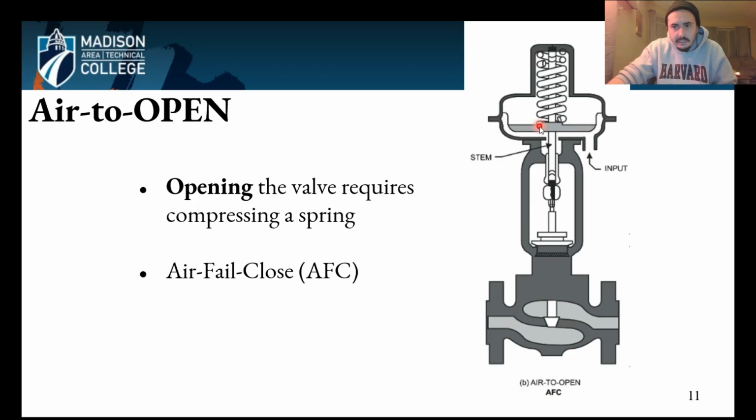this little platform up against this spring. I push the spring up. That takes the plunger out of the orifice, and then fluid is allowed to travel through the valve, and I open it. However, if the control system fails, I have no compressed air, this valve will remain shut. It will not open until I actuate it. So this is an air fail closed, air to open valve.